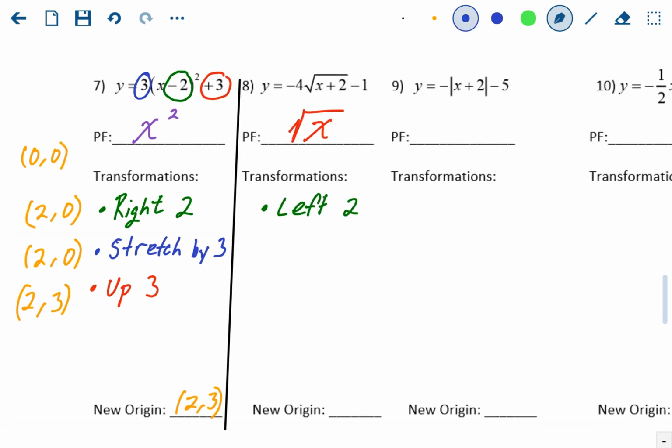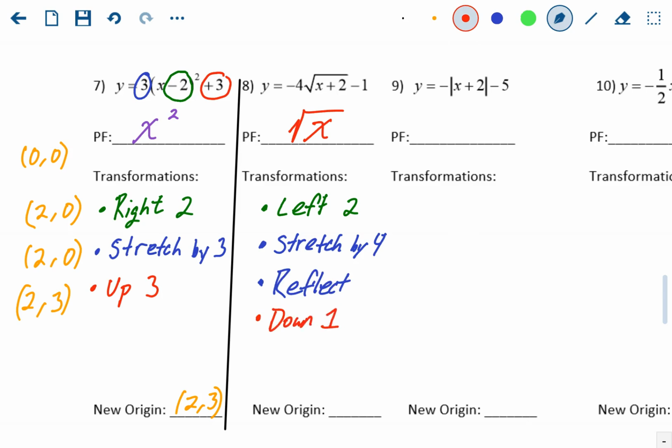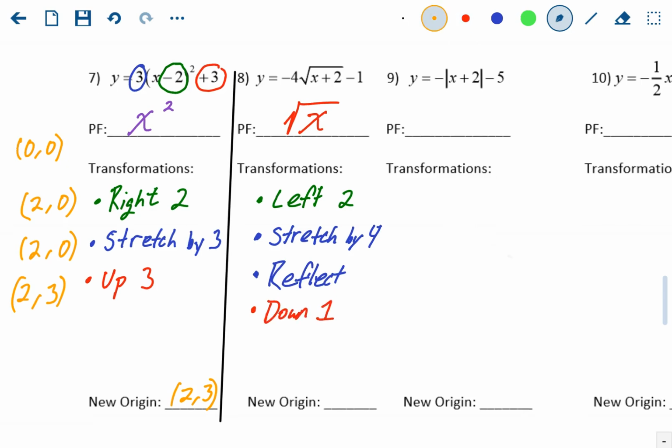Second one, it's got a radical. It's a square root parent function. The plus 2 moves it left 2. The 4 on the outside stretches it by a factor of 4. The negative on the outside reflects it over the x-axis. And then minus 1 at the end moves it down 1 unit.